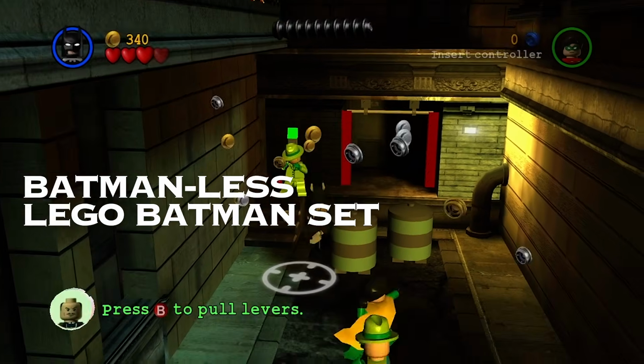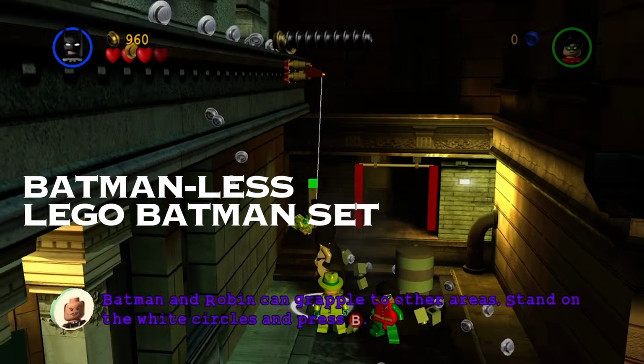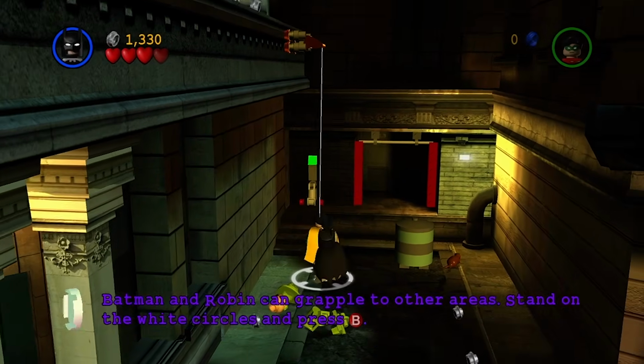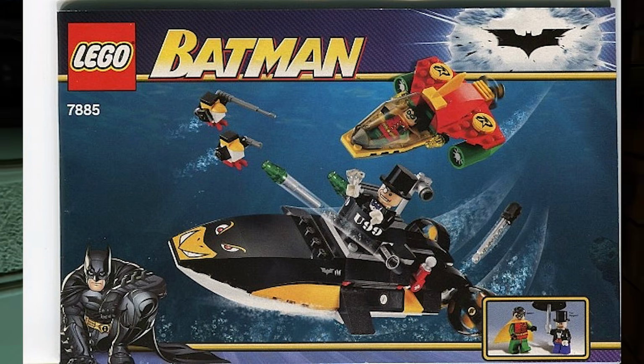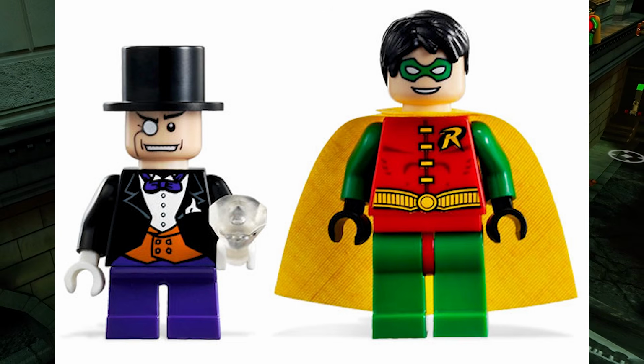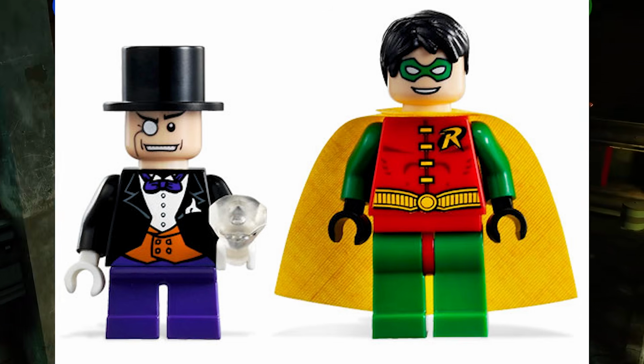Batmanless LEGO Batman set. Of the LEGO Batman sets from the original theme, there was only one set that didn't include Batman. The set in question was Robin's Scuba Jet Attack of the Penguin, which, as you can probably guess, had Robin fighting the Penguin all by himself. They grow up so fast.